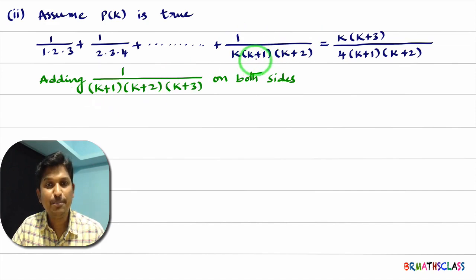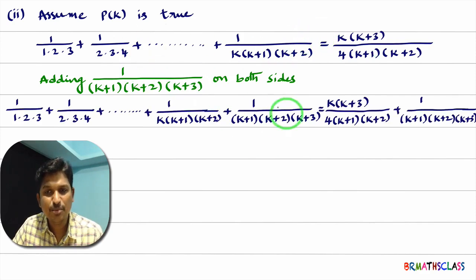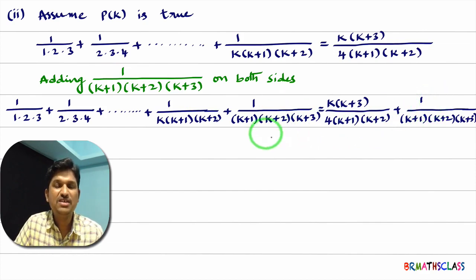See here, k plus 1 plus 1, that is k plus 2. K plus 1 plus 2, that is k plus 3. So I am adding this term to this P of k on both sides. For this P of k, I added this term on both sides.